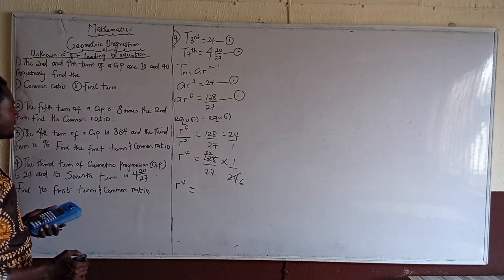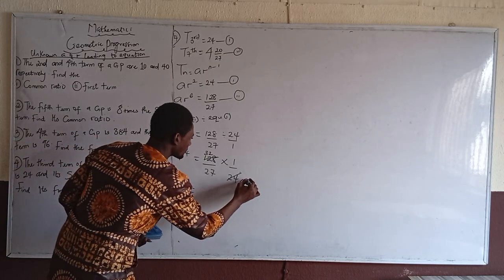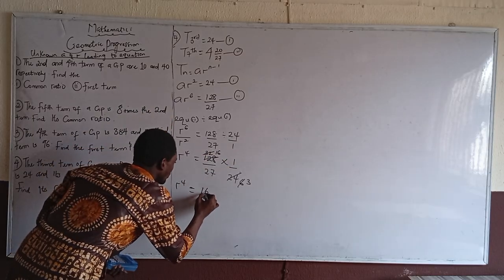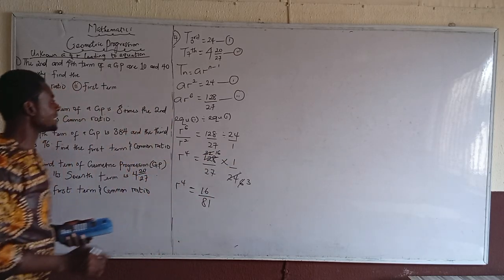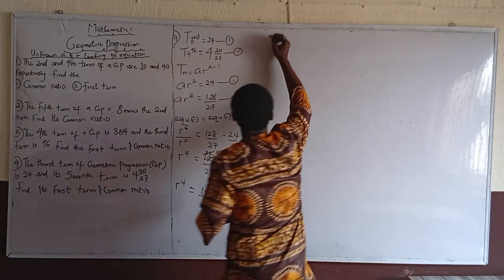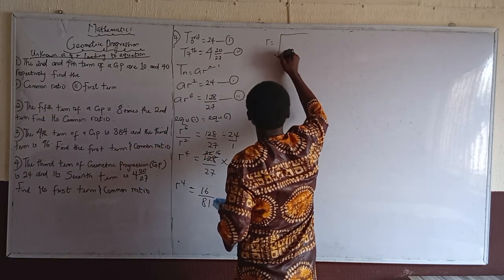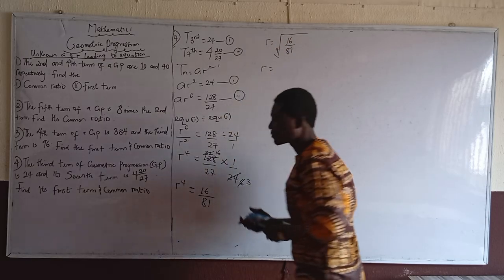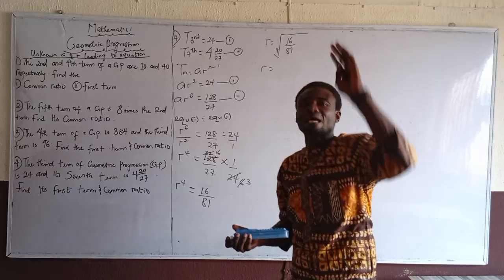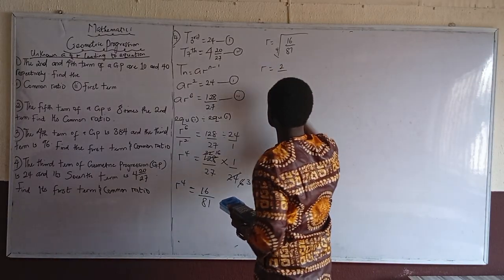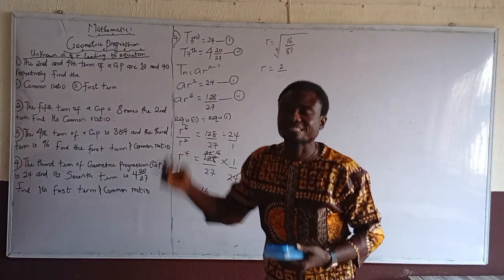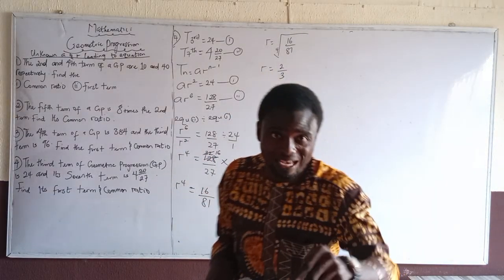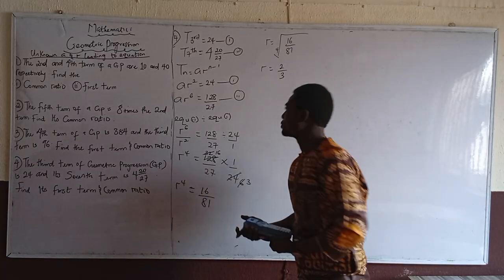So 2 can still go. I have 2 here 3, 2 here 16. So here becomes 16 over 81 because 27 times 3 is 81. So to get my r, it becomes 4th root of 16 over 81, which means which number will I multiply by itself 4 times that will give me 16? That is 2. Which number will I multiply by itself 4 times that will give me 81? That is 3. So when you multiply 2 4 times, you get 16, and multiply 3 4 times, you get 81.